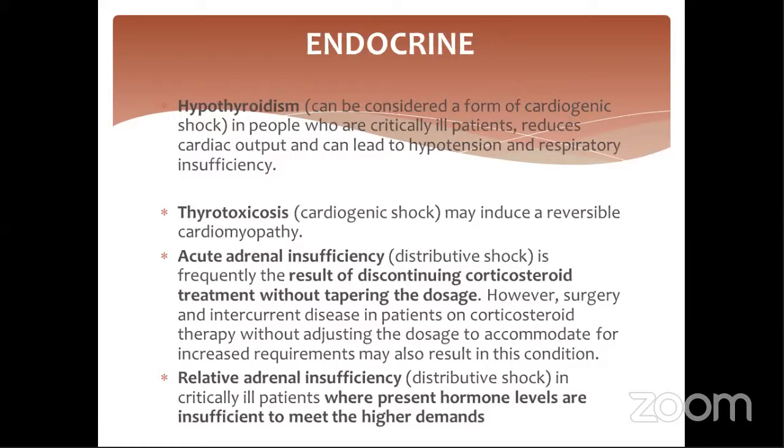So we have to go through this type of endocrine dysfunction in shock. It is because of hypothyroidism, thyrotoxicosis, acute adrenal insufficiency, and relative adrenal insufficiency. Hypothyroidism can be considered a form of cardiogenic shock. In critically ill patients with hypothyroidism, it reduces cardiac output, and that can lead to hypotension and respiratory insufficiency. Means those who are suffering from shock status and have severe hypothyroidism, this complication may develop.